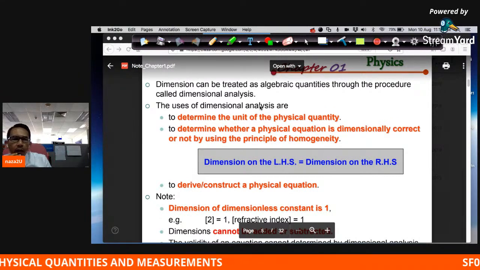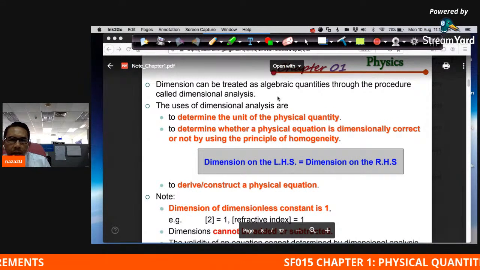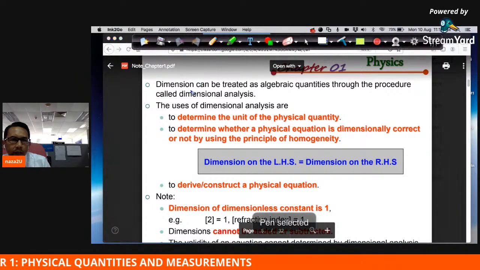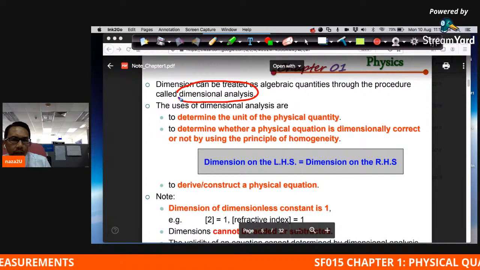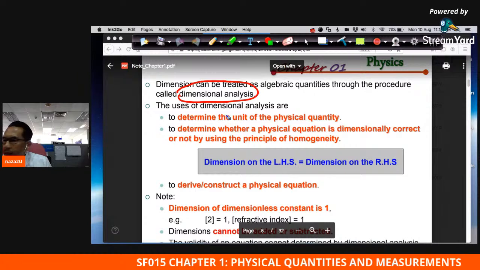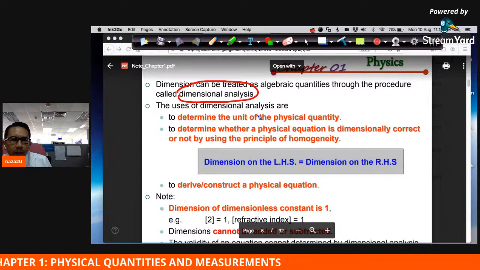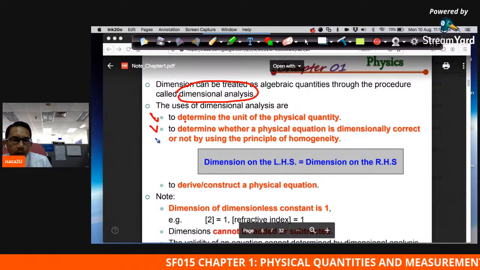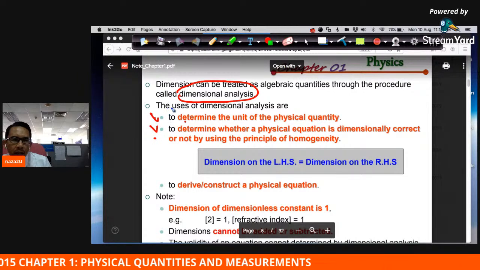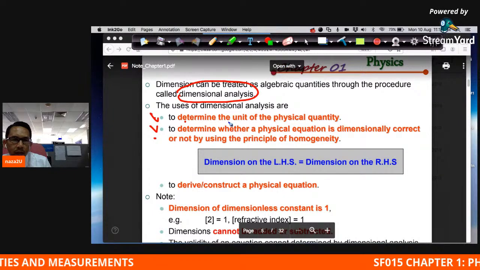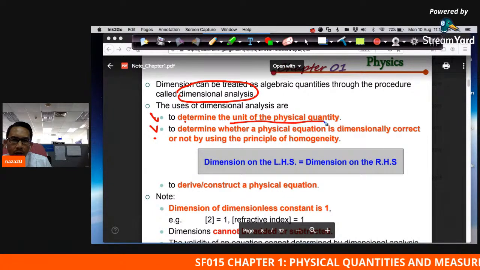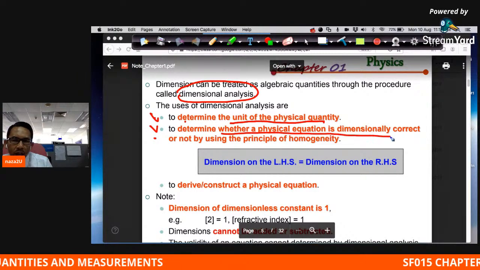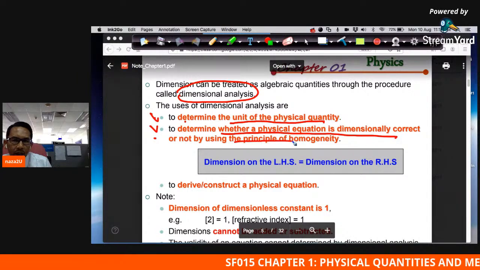Okay. And next is, a dimension can be treated as an accurate quantity through the procedure called dimensional analysis. So to use the dimension to analyze, first, yang ni kita akan tengok nanti bagaimana kita boleh gunakan kaedah dimensional analysis ni. So first is to find the unit of the physical quantity, and to find whether the physical quantity is dimensionally correct or not using the principle of homogeneity.